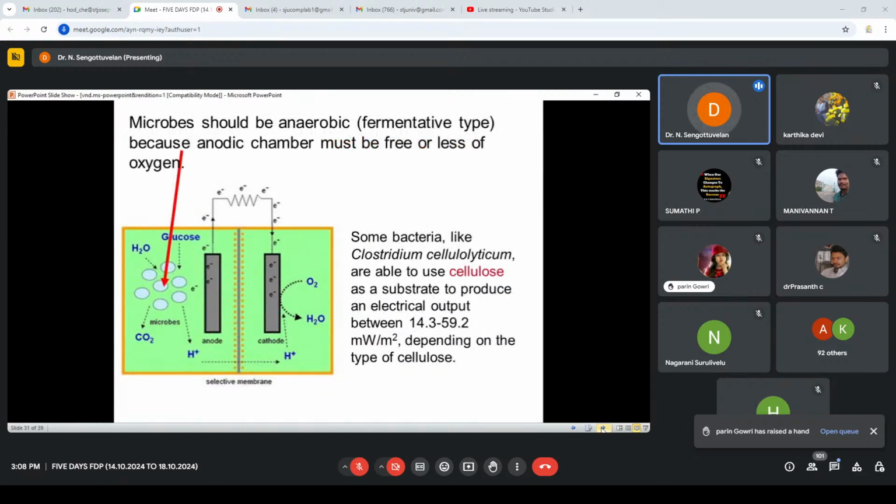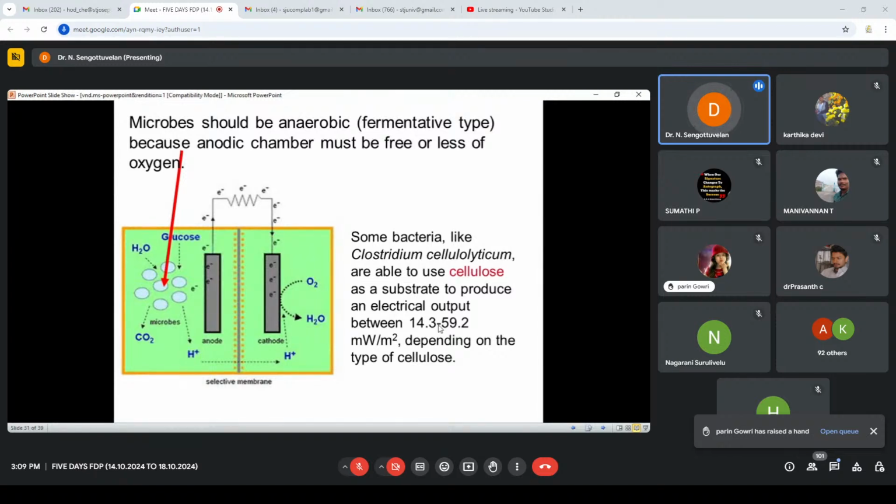Similarly, you can use a particular type of bacteria, facultative bacteria or anaerobic bacteria. Instead of using a consortium, a bunch of bacteria, you can use a single bacterium. With a consortium the power output is a little bit higher as compared to an individual bacterium. That is the microorganism employed in microbial fuel cell to generate electricity.